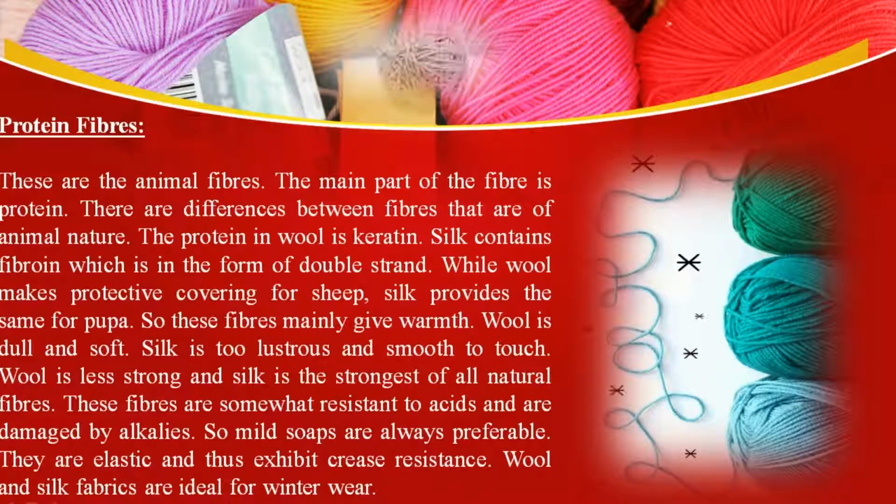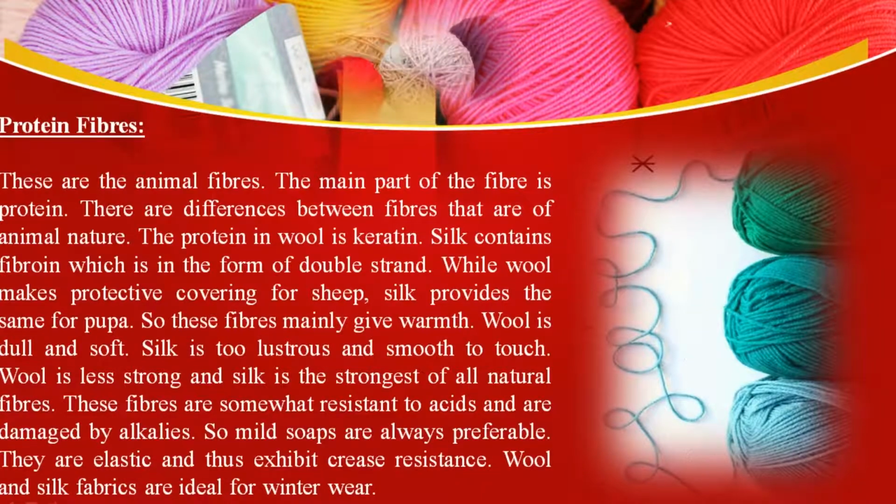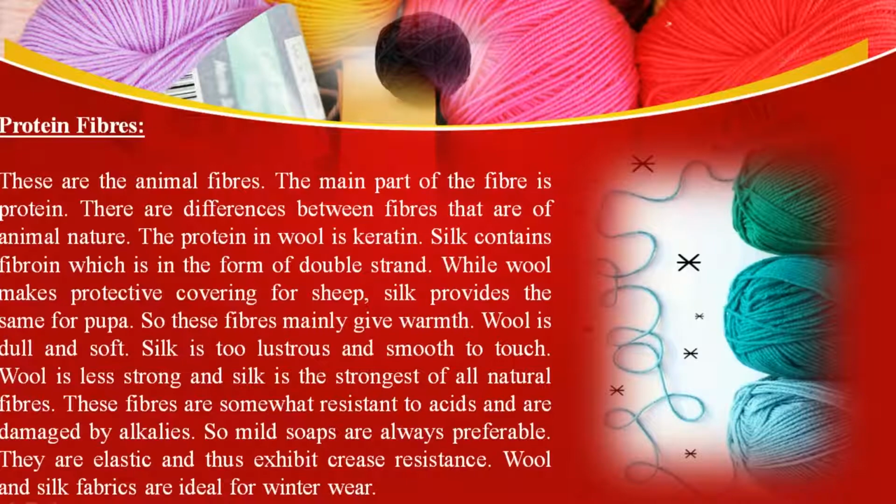Wool is dull and soft. Silk is lustrous and smooth to touch. Wool is less strong and silk is the strongest of all natural fibers. These fibers are somewhat resistant to acids and are damaged by alkalis, so mild soaps are always preferable. They are elastic and thus exhibit crease resistance. Wool and silk fabrics are ideal for winter wear.